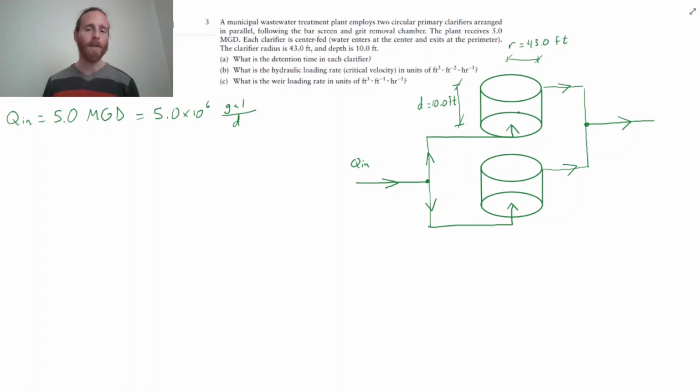And so this is an example of a question where you see it in words and it's not immediately clear what this looks like in practice, especially if you've never been to a wastewater treatment plant. And so let's start with the clarifiers. The clarifiers are cylindrically shaped, and they're much wider than they are tall. I drew it a little bit out of proportion here.